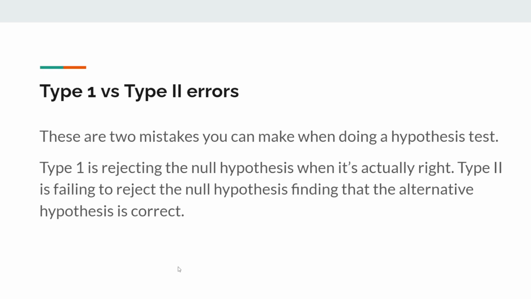So there are two types of mistakes when doing a hypothesis test. Type 1 is rejecting the null hypothesis when it's actually right. Type 2 is failing to reject the null hypothesis, when the alternative hypothesis is actually correct.